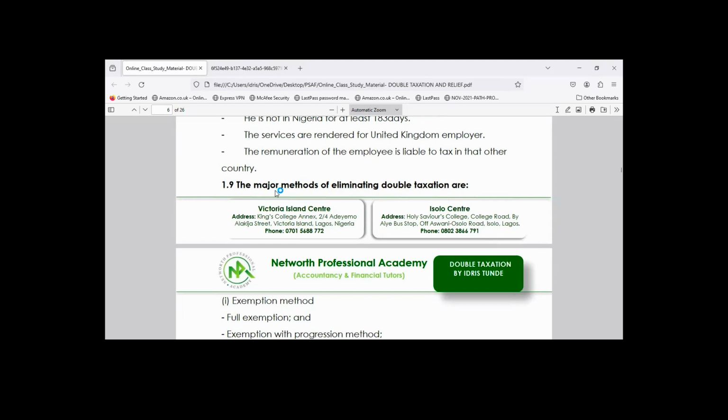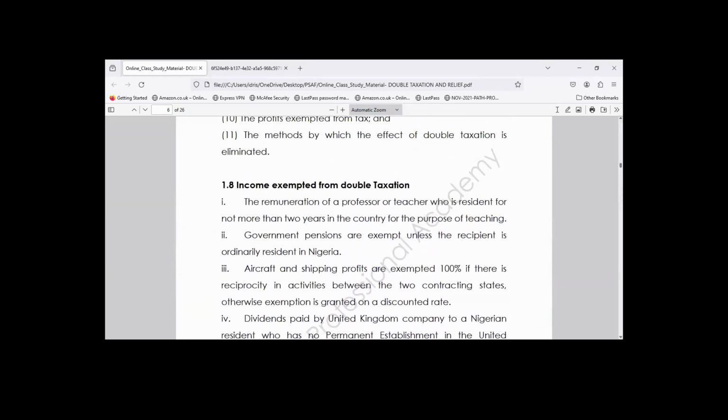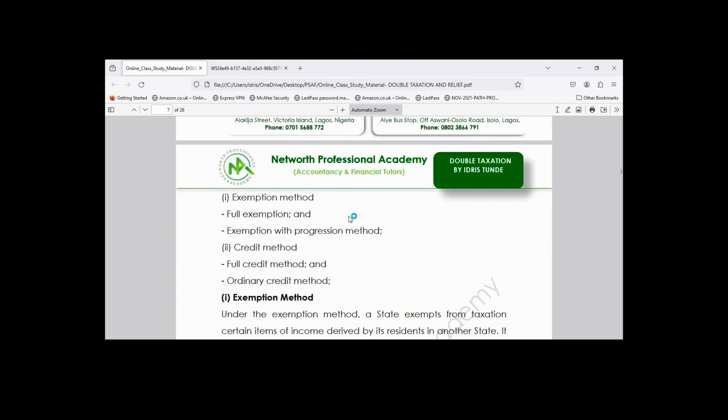The next heading now is major methods of eliminating double taxation. If you want to eliminate double taxation, what are the methods of eliminating it? It's either we give exemption, we exempt some income from double taxation, like those incomes I've listed above. All those incomes I listed above fall under the exemption method. It can be full exemption or exemption with progression method.